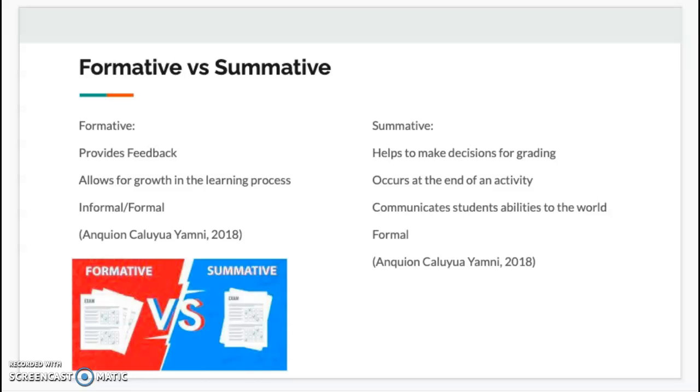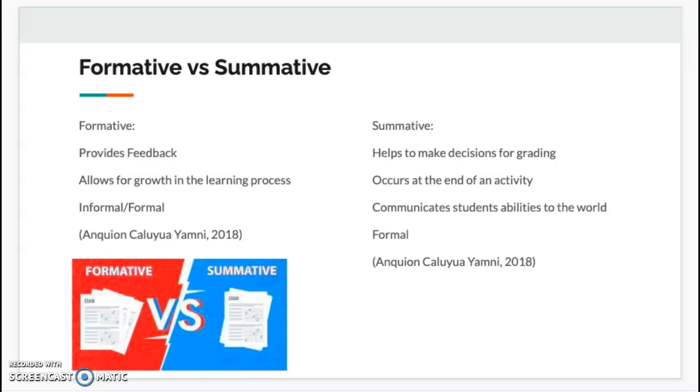Formative versus summative. Formative, which is less formal or informal, provides feedback and allows for growth in the learning process. And like I said earlier, it's informal and it could be formal as well, like a quiz or something like that to test students' knowledge. This is a good time to see where the students are at. Do they need some more time to cover the information that you've taught? Do you need to go back and recover some stuff?